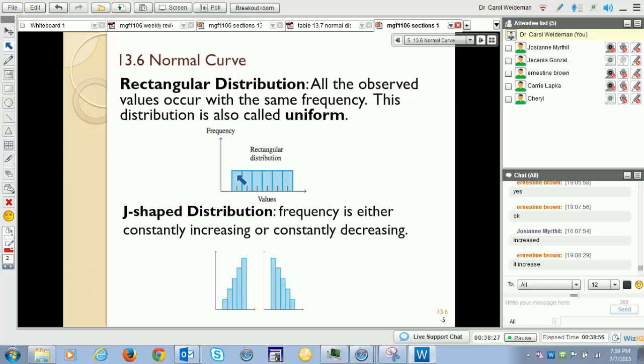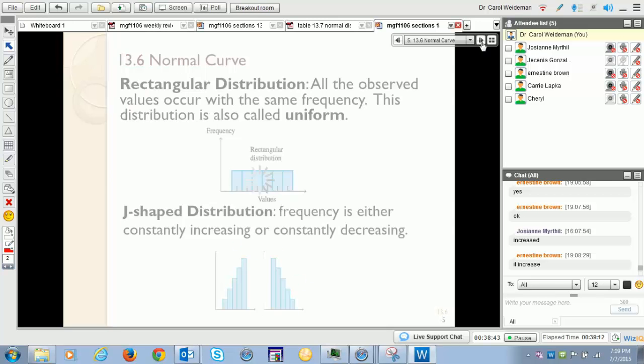So when we do a histogram, a couple shapes can happen. This is called rectangular or uniform. So across all the values that we're looking at, the frequencies are the same. This is what we call a uniform distribution. We could see a shape like this called J-shaped. So just different shapes we can see in the histogram.